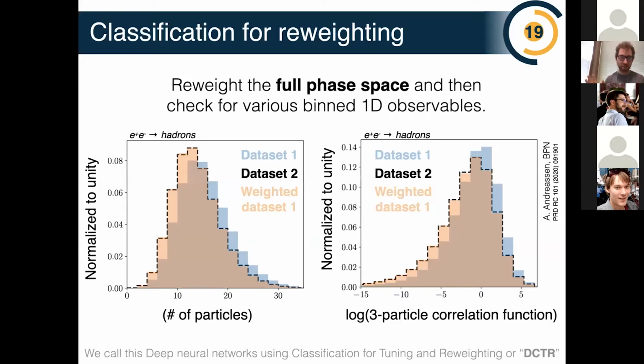It doesn't matter as much what the observables are, but you can compute any observable, and we've checked all the ones we can think about, and they basically agree. So we were able to morph data set 1 and data set 2 using this classification for reweighting procedure, which we call DCTR. It stands for Deep neural networks using Classification for Tuning and Reweighting.